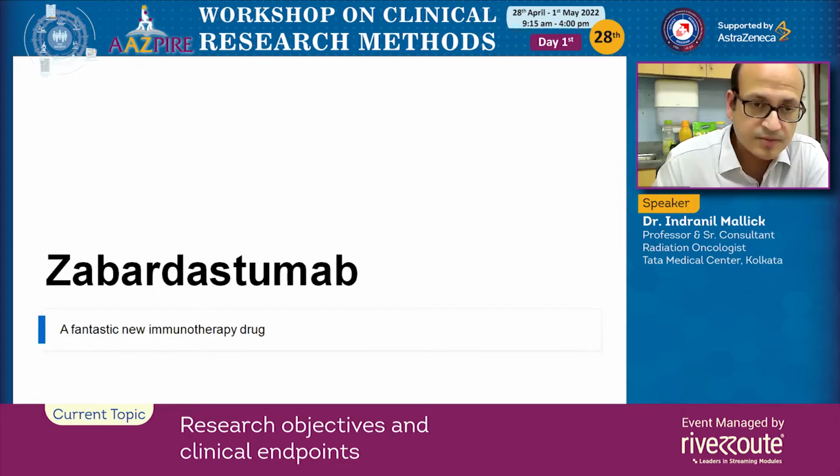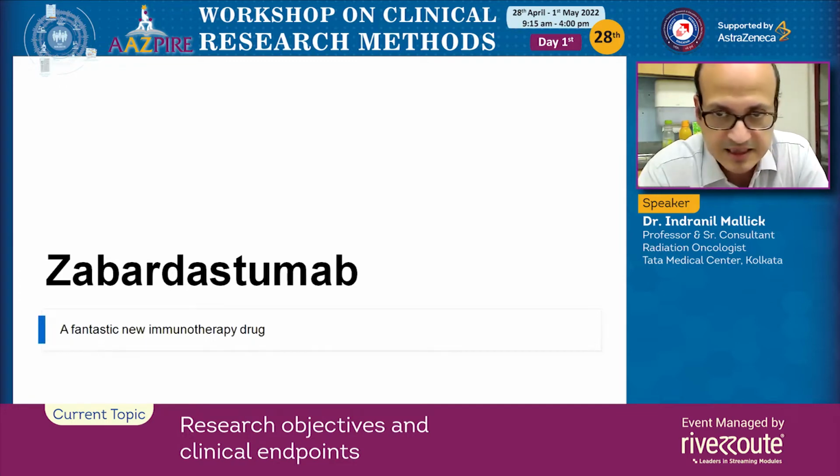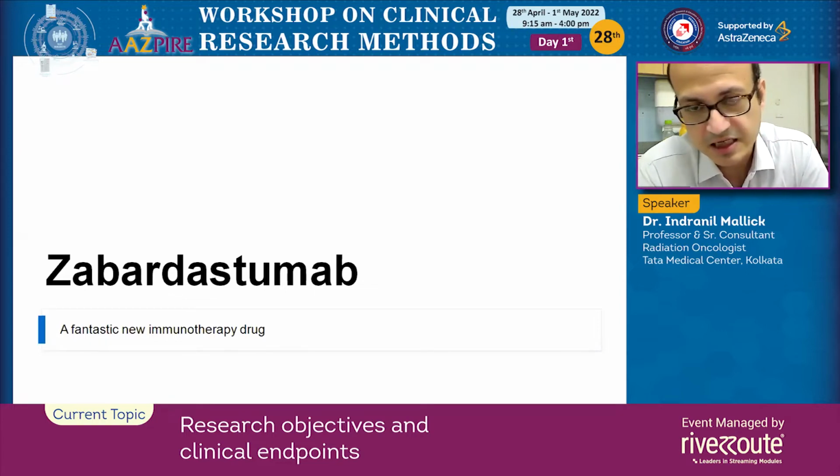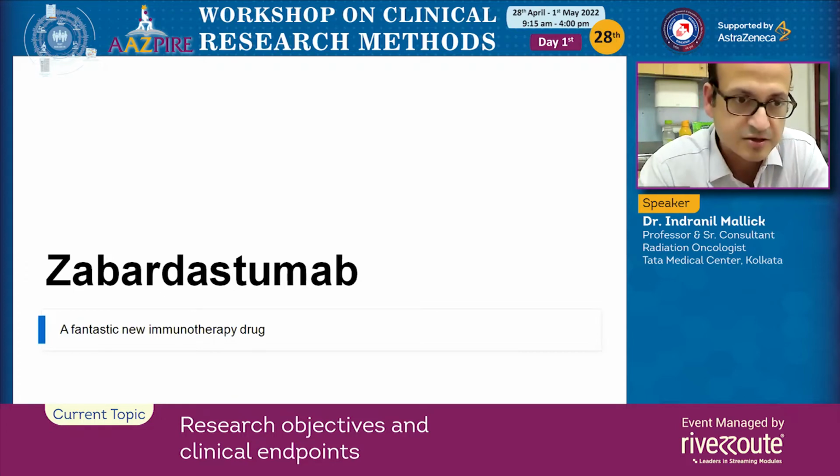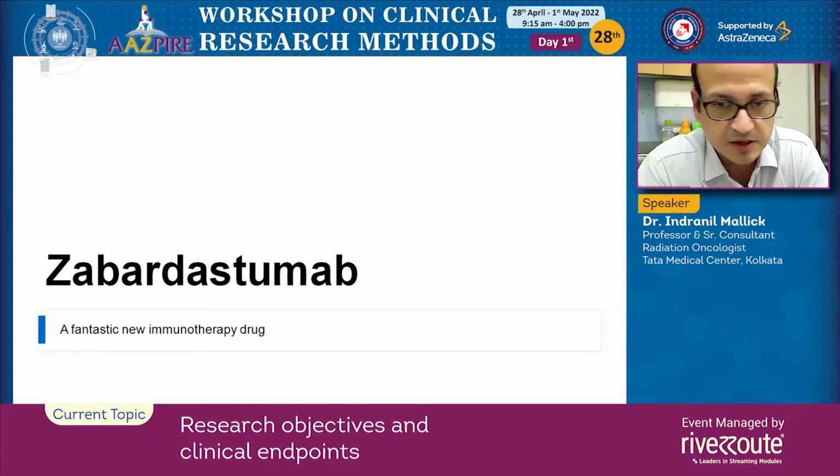So in order to make it much more practical, let us discuss theoretically the concept of hypothesis, aims, and objectives in the context of a fictional drug, which I'm going to call Zabardastumab, a new immunotherapy drug which you think is going to improve the outcomes in several cancers.